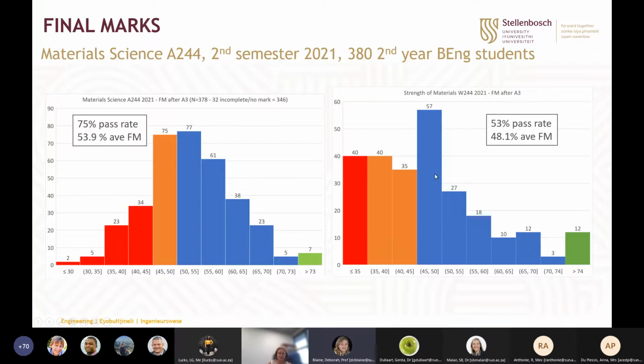But compare this to another module, strength of materials. This is exactly the same students, two modules, same year, same students. But this didn't have the integrative approach. And I taught both modules, by the way. So here we didn't have as much of an integrative approach, and you can see this was a typical result for our second year engineering students across the faculty at the end of 2021. 53% pass rate, 47% of this class did not pass. That's around 380 students, so about 150 students are going to be back in the class this year again. And the average final mark was 48%.